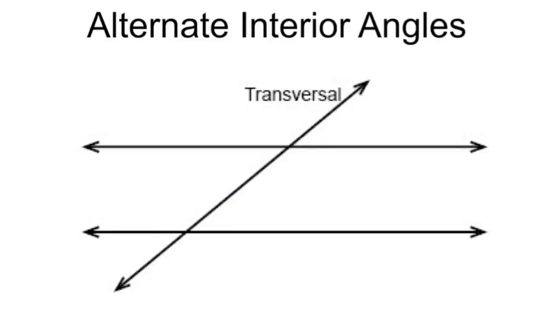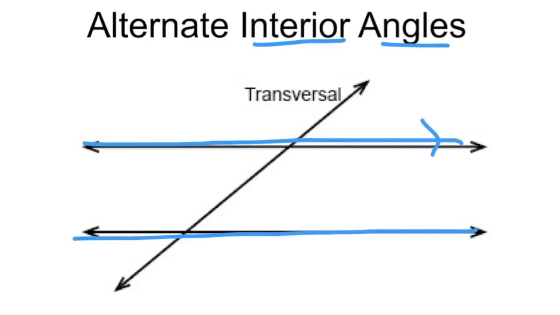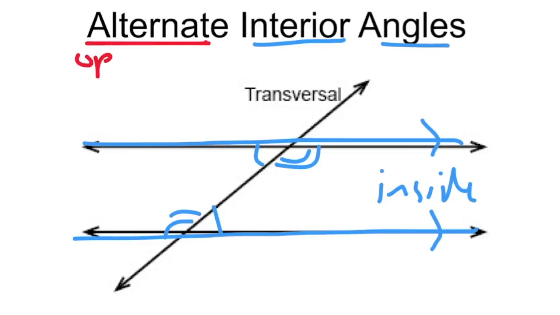Another angle relationship on parallel lines is alternate interior angles. And interior means inside. So we're looking on the inside of the parallel lines. So we have 4 angles here. We want alternate interior angles. So on opposite, alternate means opposite, sides of the transversal will have interior angles that are equal.